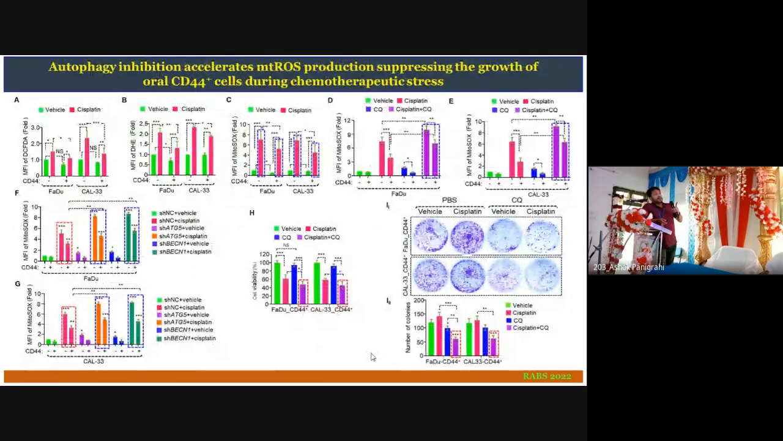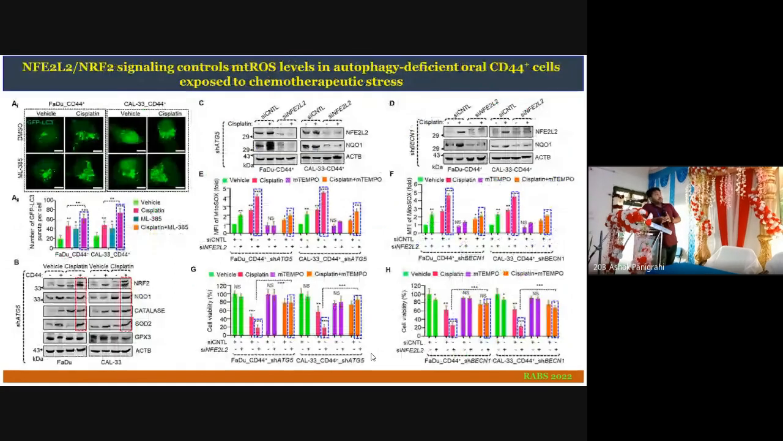Then we looked at mitochondrial ROS, how the ROS plays a role. We found that CD44 positive cells, when exposed to cisplatin, had a higher amount of ROS. When autophagy was inhibited, the amount of mitochondrial ROS was high, but did not exceed that of CD44 minus cells, suggesting that an alternate mechanism might be at play in the absence of autophagy. So we targeted the NRF2 signaling and found that in the absence of NRF2, the mitochondrial ROS increased as well as cell viability was reduced, suggesting that NRF2 controls mitochondrial ROS level in autophagy-deficient cells also exposed to cisplatin.